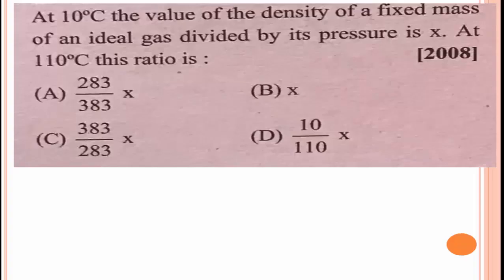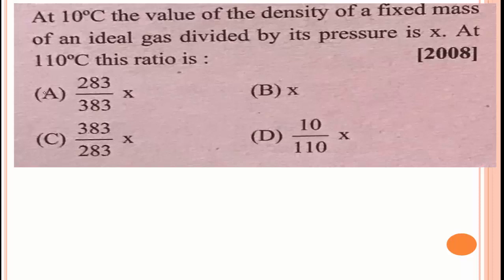Hello, my dear students. In the last class, I discussed the previous year's questions on the topic of thermodynamics. In this class also, I am going to discuss problems on the topic of thermodynamics.